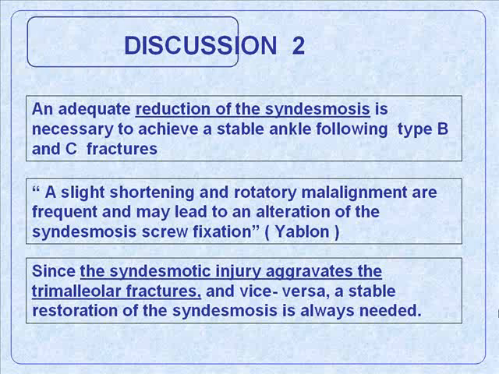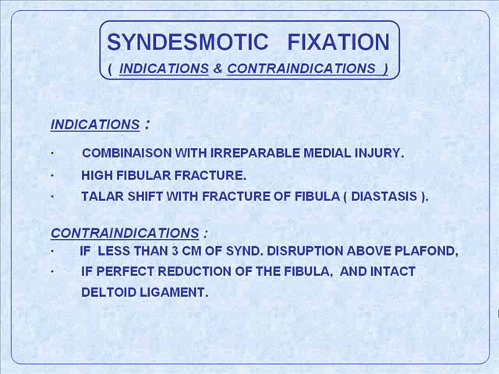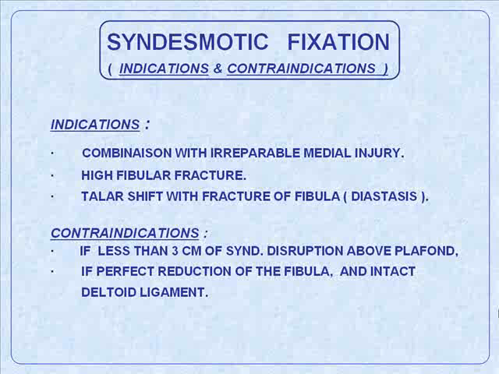An adequate reduction of the syndesmosis is necessary to achieve a stable ankle following B-type and C fractures. A slight shortening and rotatory malalignment are frequent and may lead to an alteration of the syndesmosis screw fixation, as said by Yablon. So since the syndesmotic injury aggravates the trimalleolar fractures and vice versa, a stable restoration of the syndesmosis is always needed. And syndesmotic fixation leads us to precise our indications.